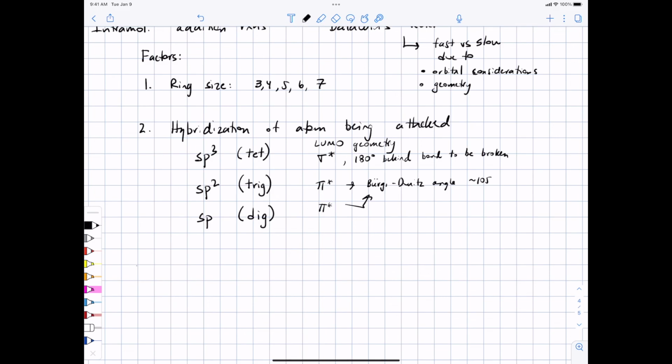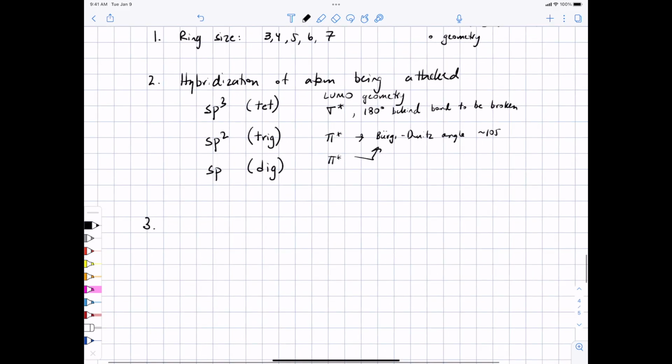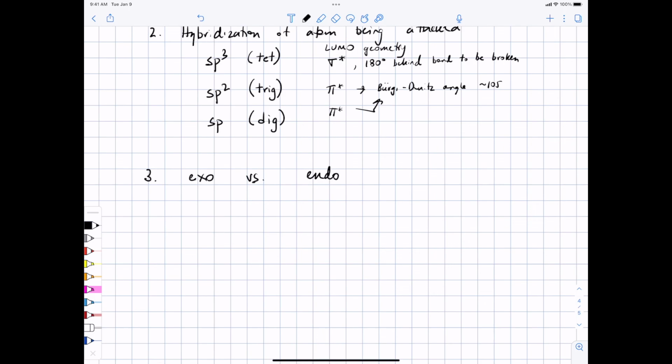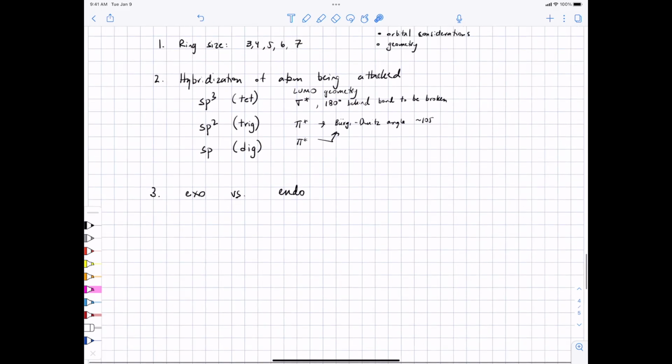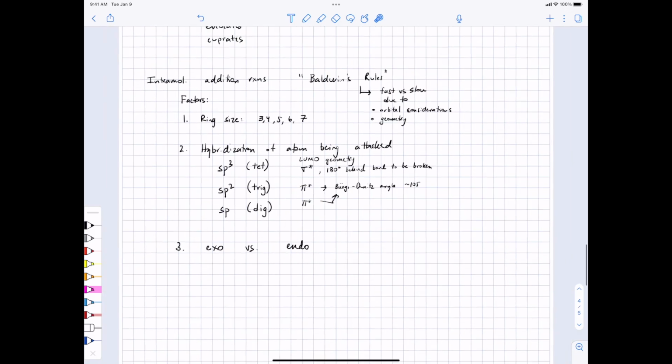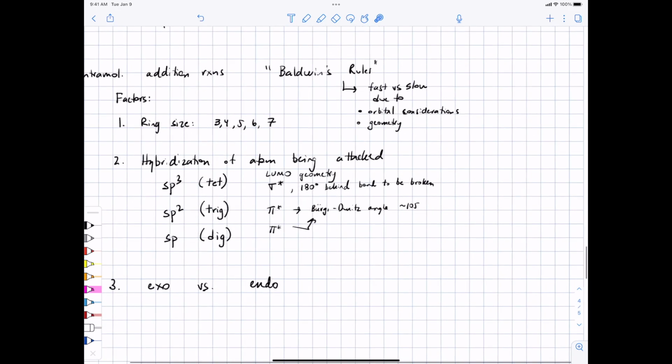And finally, the last factor, which is annoying, is called exo versus endo. And that has to do with when you do the attack, which atom picks up the charge. I'll just explain that next time because it's confusing. It's not as bad when you see an example, but it's hard to explain without an example. So we'll just wait for that till after the break. If you're dying to know, just look it up.